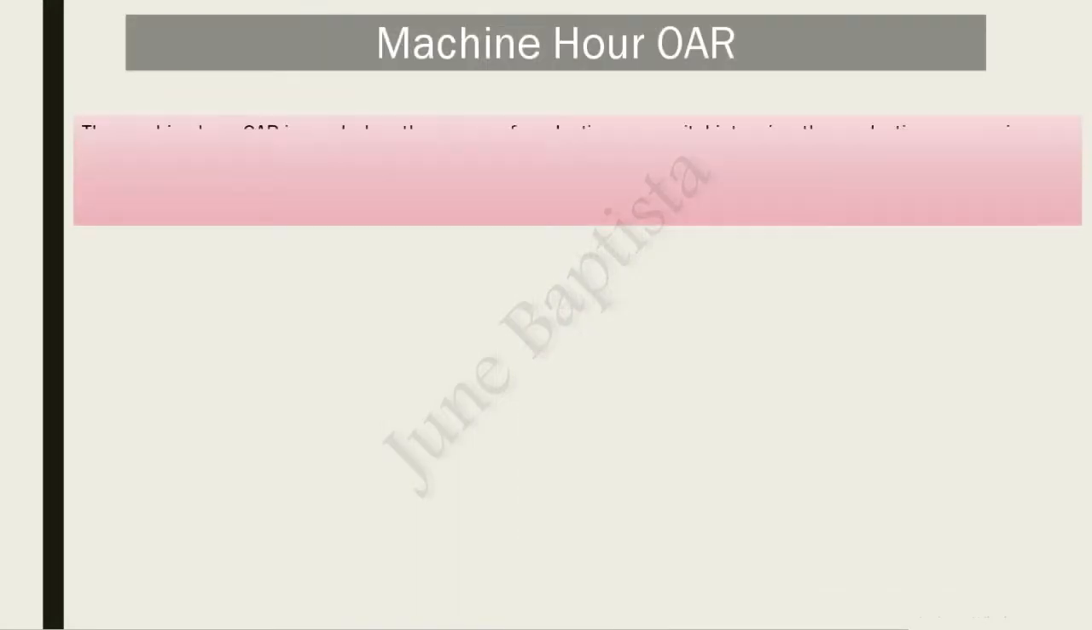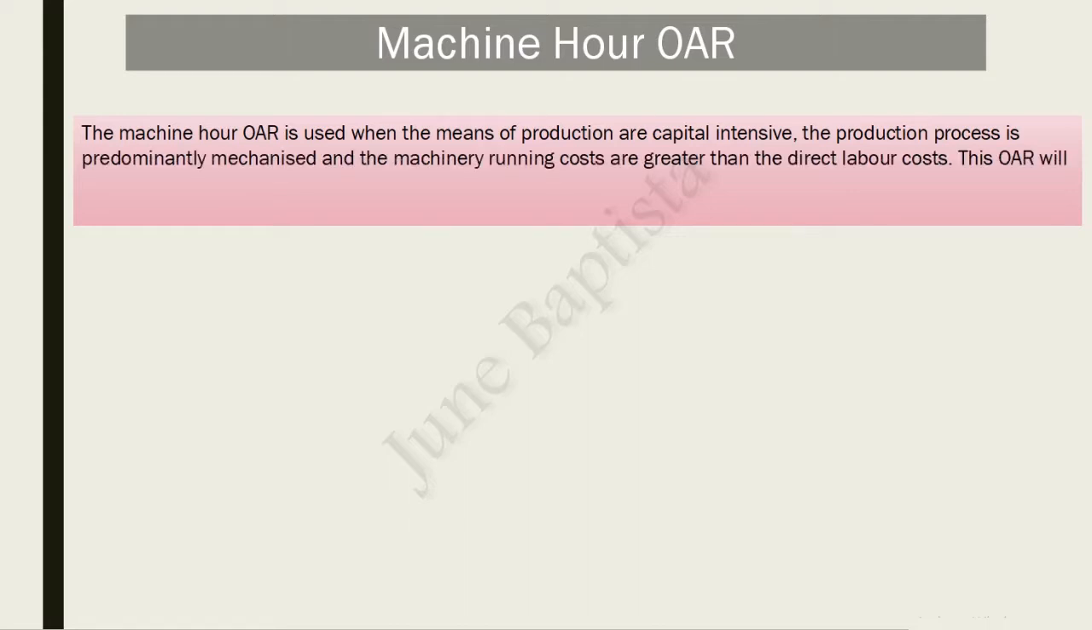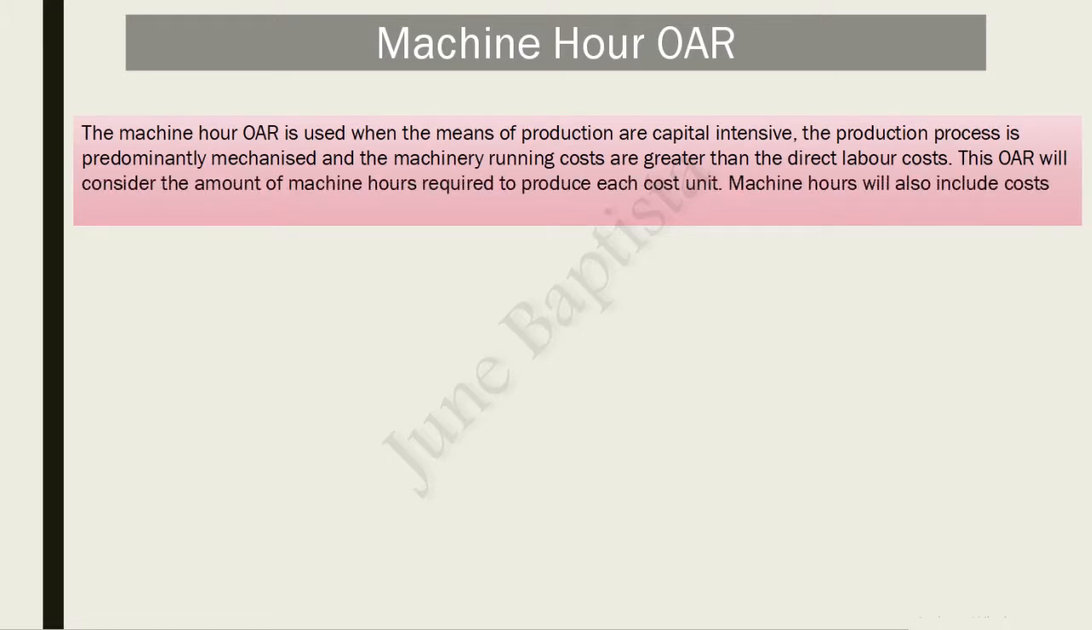Machine hour overhead absorption rate. The machine hour OAR is used when the means of production are capital intensive. The production process is predominantly mechanized, and the machinery running costs are greater than the direct labor costs. This OAR will consider the amount of machine hours required to produce each cost unit. Machine hours will also include costs such as repair, maintenance, and depreciation of machinery.